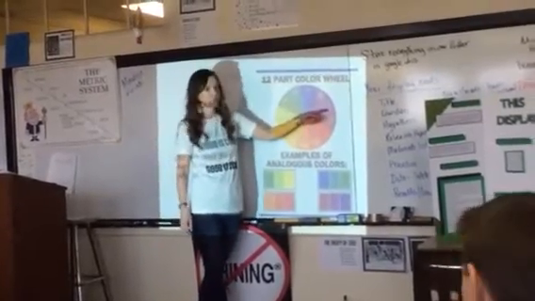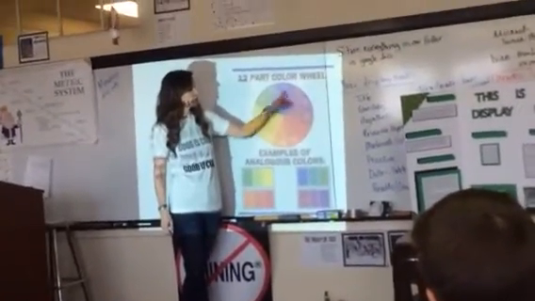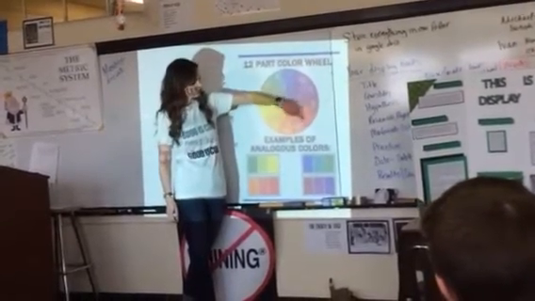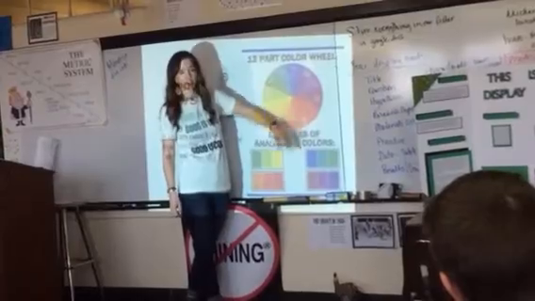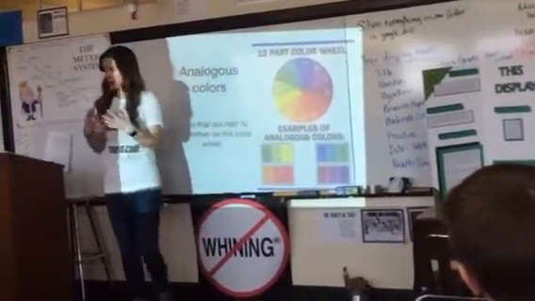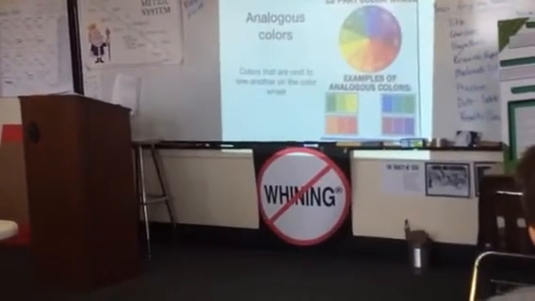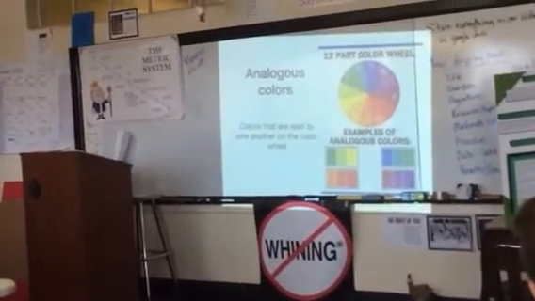So Anna was purple. Anna could also go this way and just go purple, blue, and green. Or she could go this way and go purple, red, and orange. Those are still analogous color families, all right? So it doesn't have to be just the one on either side. You can go 2 to the left or 2 to the right.